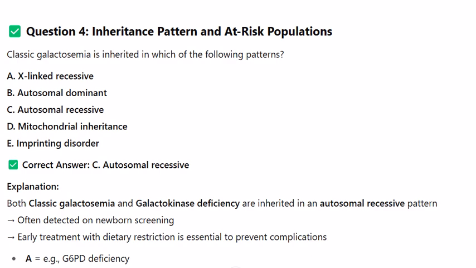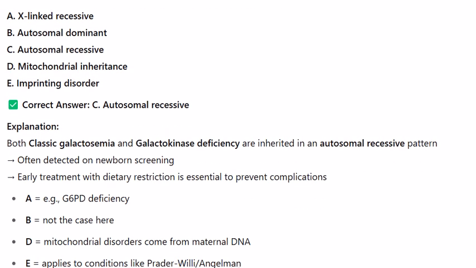Autosomal recessive. Explanation: both classic galactosemia and galactokinase deficiency are inherited in an autosomal recessive pattern, often detected on newborn screening. Early treatment with dietary restriction is essential to prevent complications.